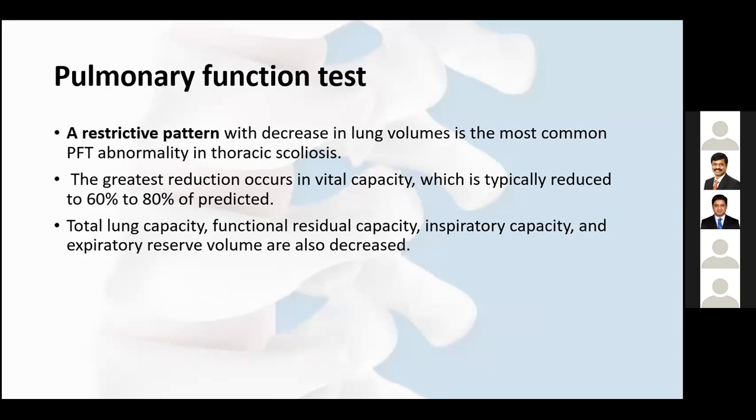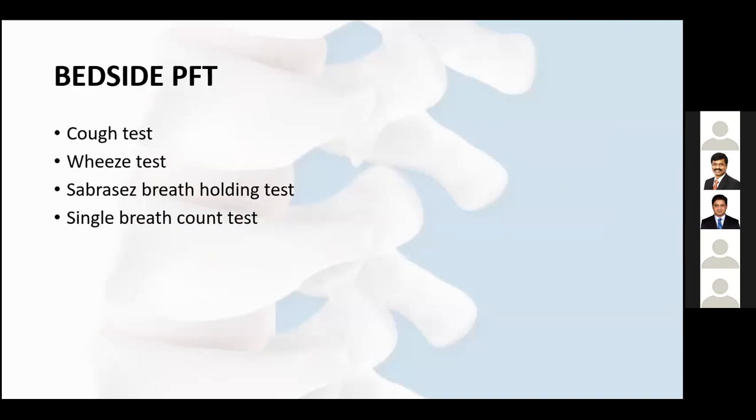There is greatest reduction in the vital capacity, which is typically reduced to 60 to 80% of the predicted value. The total lung capacity, the functional residual capacity, inspiratory capacity, and expiratory reserve volume are also decreased. We can also do bedside pulmonary tests like the cough test, wheezing test, breath holding test, or single breath count.